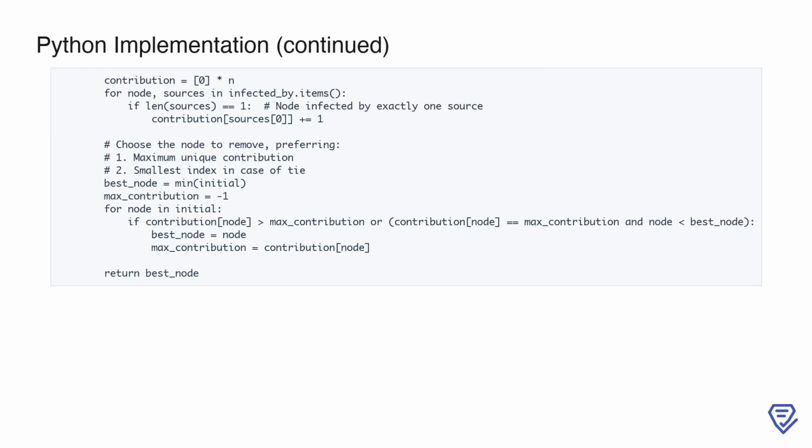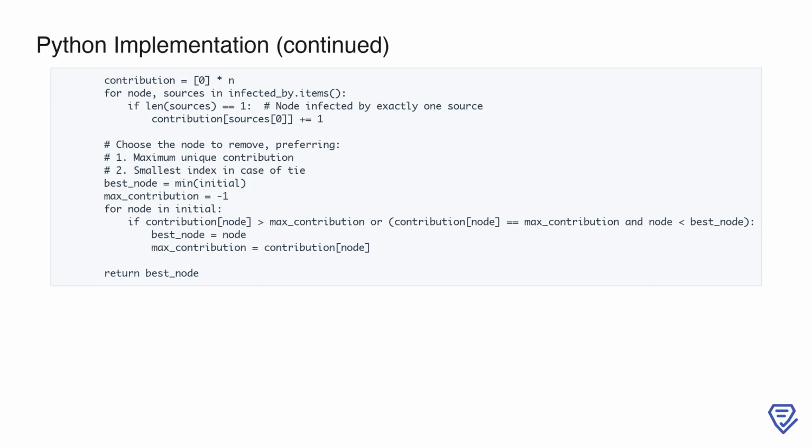With the BFS results collected, we then calculate the unique contributions of each malware source. We initialize a contribution array to 0, where each index represents a node, and its value tracks the number of nodes exclusively infected by that malware. For each node in the infected_by mapping, we check if it is infected by exactly one source. If so, we increment the contribution for that particular source.